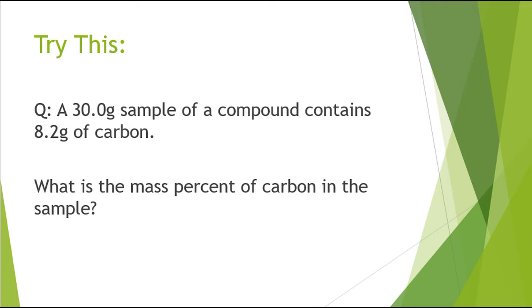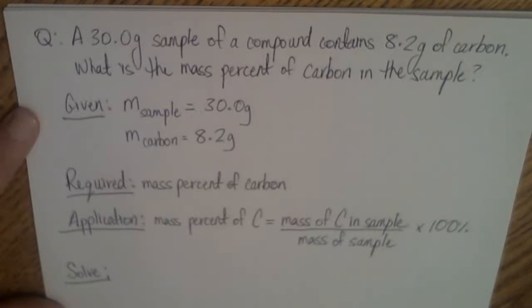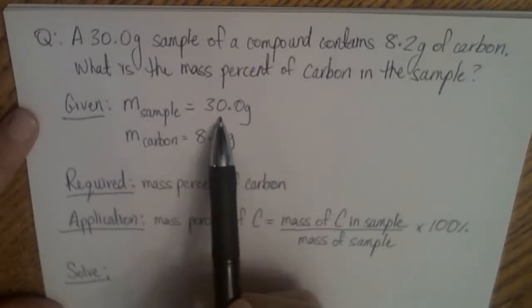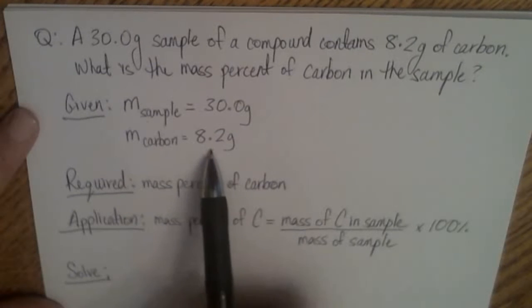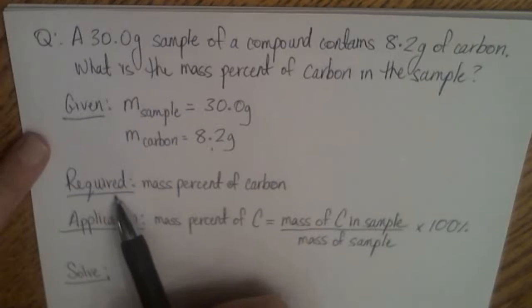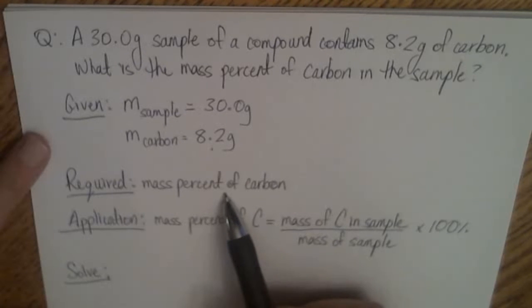We can also calculate mass percent based on mass data obtained from an actual experiment. Again, take a moment to try this example, push pause on the video, in order to figure out this new calculation where we're using masses from actual experimental data. For this solution, just for the sake of time, I've written down my givens as the mass of the sample is 30 grams and the mass of carbon is 8.2 grams, determined experimentally. What is required? The question's asking us to find the mass percent of carbon.